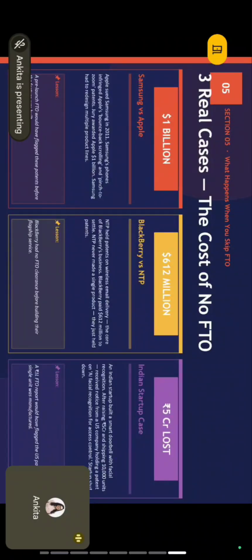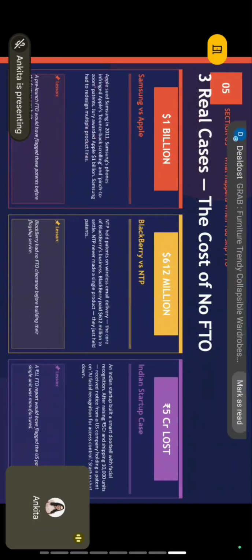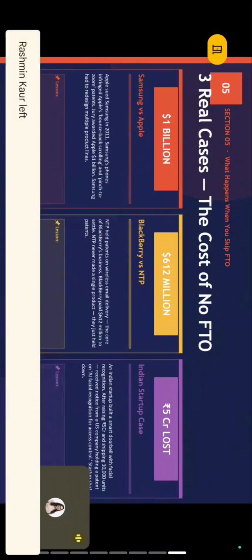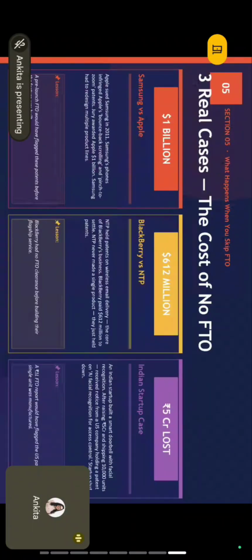These are some real cases of FTO where people skipped FTO and had to pay a huge amount. Samsung versus Apple, $1 billion. Apple sued Samsung in 2011 because Samsung's phones infringed Apple's bounce back scrolling and pinch to zoom patents. So the jury awarded Apple $1 billion. Samsung had to redesign multiple product lines. And the lesson is a pre-launch FTO would have flagged those patents before the feature was built.